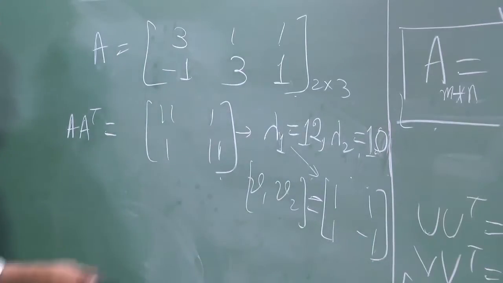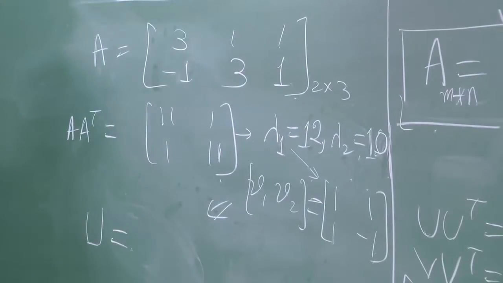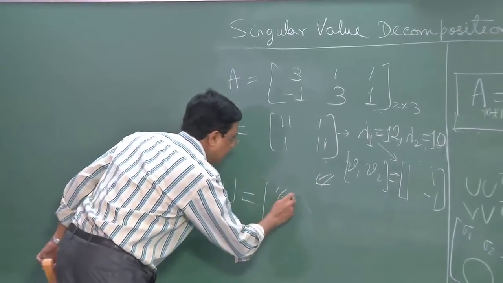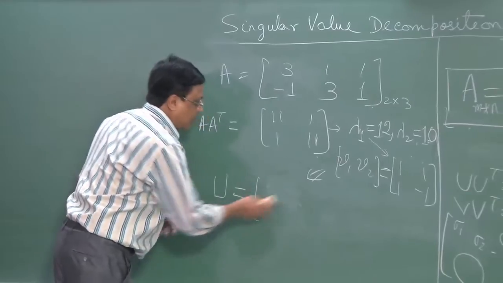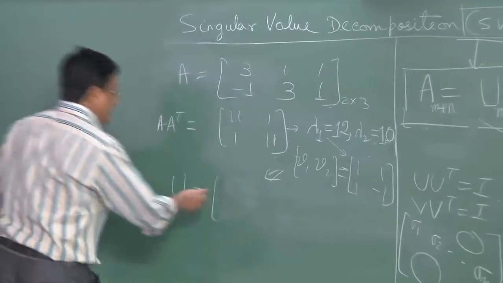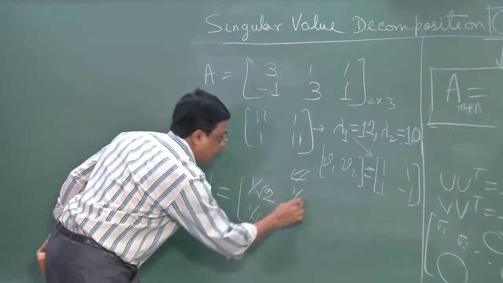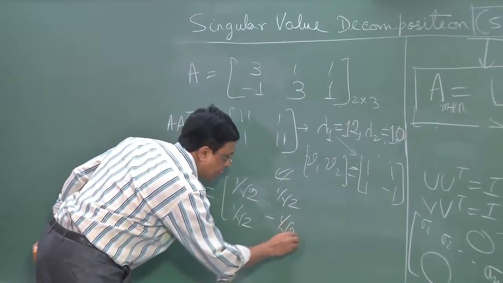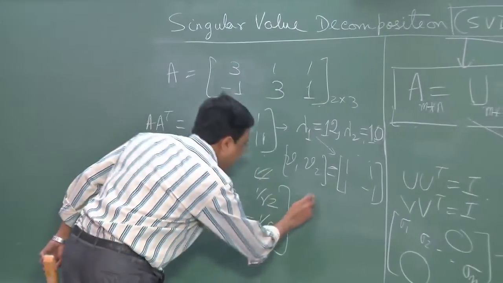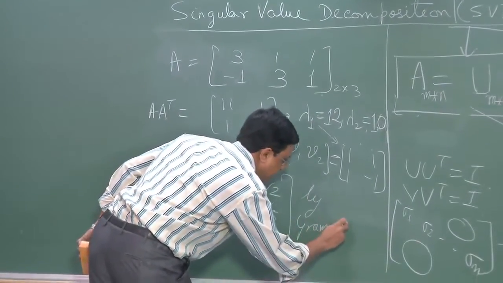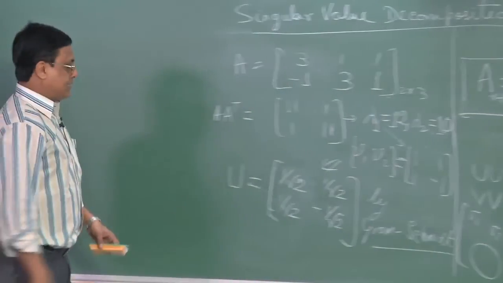Now, from this, this will actually yield U, which is done by the Gram-Schmidt process of orthogonalization, and I will leave this to you as self study. Please, due to time constraints, this is not a full-fledged course on linear algebra, so we are giving the bare minimum. So, 1 by root 2, 1 by root 2, and this will be again 1 by root 2, minus 1 by root 2. This from here to here by the Gram-Schmidt process of orthogonalization. Okay.